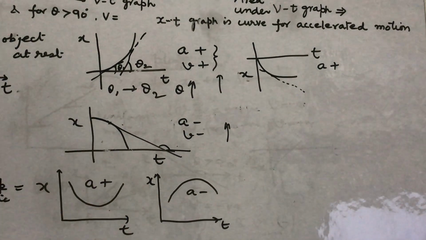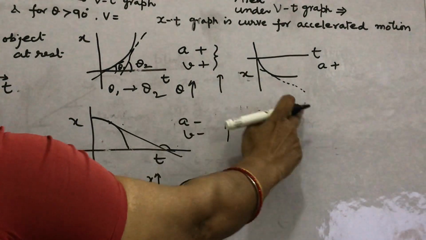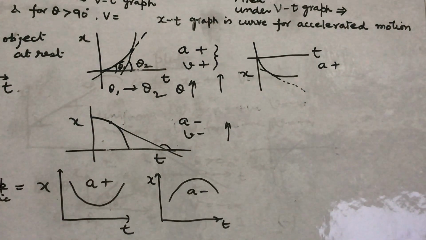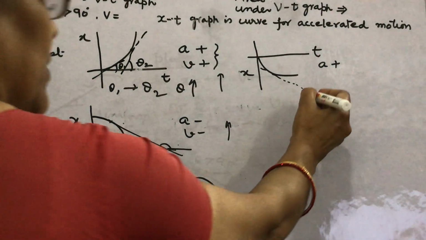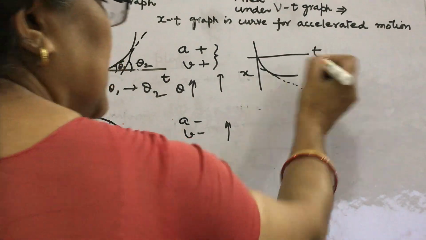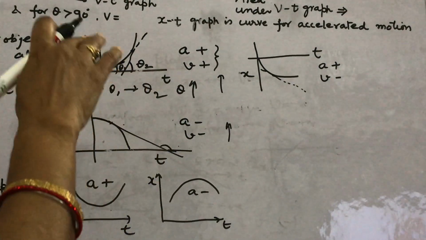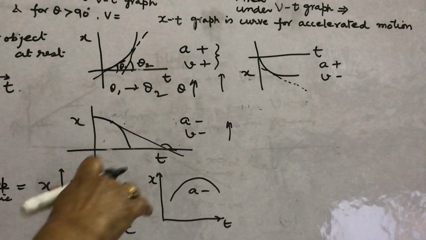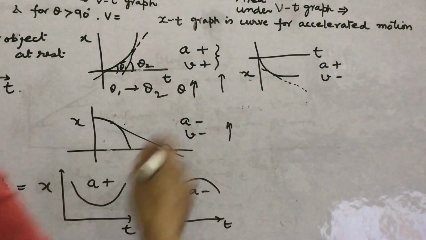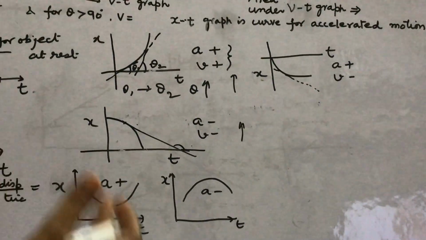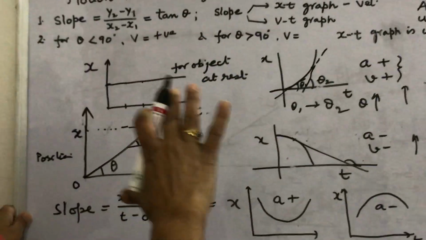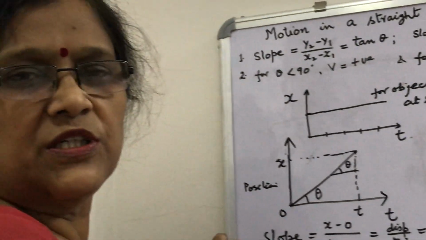What about velocity? You find that this angle is more than 90. So, what is velocity here? Velocity is negative. Then what will you comment? Here the speed is decreasing because both are of dissimilar signs. So, in this way you have to learn xt graphs in various positions.